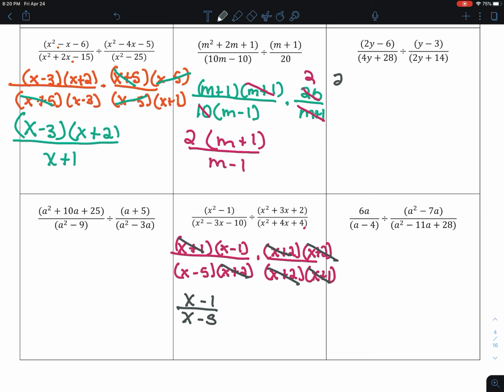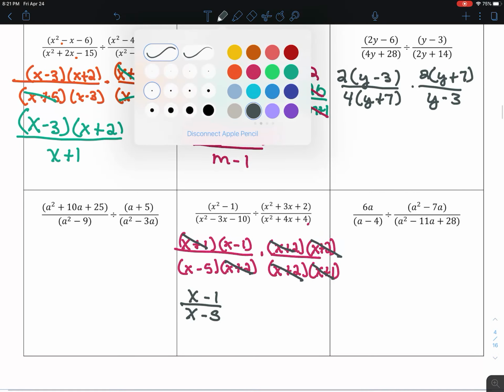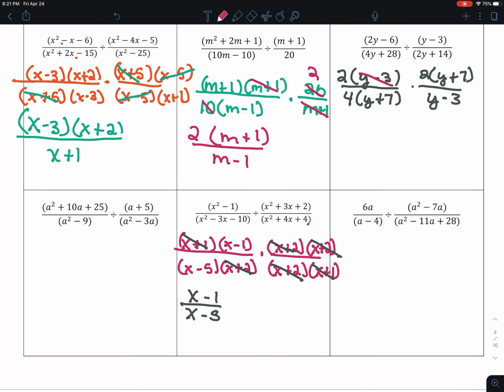And we're just going to do these quickly. I'm factoring out a GCF. I'm factoring out a GCF on the bottom. I'm flipping and factoring out a GCF from 2y plus 14. I get 2 times y plus 7. y minus 3 goes to the bottom. And then what can I cancel? I can cancel y minus 3. I can cancel y plus 7. I can cancel, so that becomes 2 times 2 is 4 over 4. So that's 1.